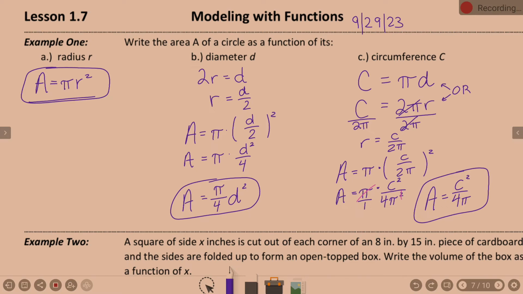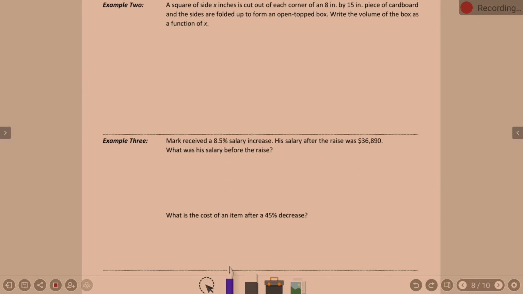Okay. All of this was just taking one equation and manipulating it. We took that area equation and we used what we knew about the connection between radius and diameter and the connection between radius and circumference. So just be able to look for those connections and replace them. Okay? Ready for the next one? We'll make sure there's no questions, I guess. Okay.